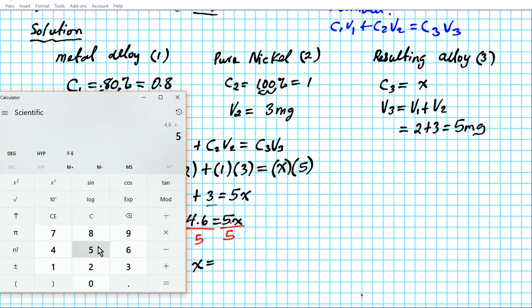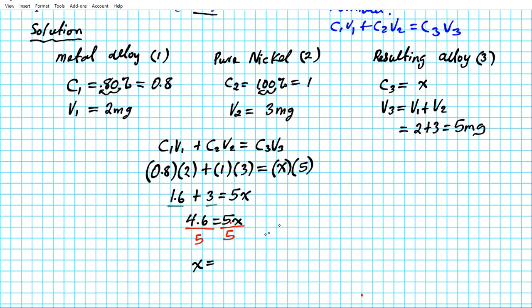Divided by 5 is not 0.92. So 0.92, that's the decimal form of the concentration of the resulting alloy. If we change this to percent, we reverse the procedure we carried out earlier. Remember earlier we moved the decimal point 2 places to the left to go from percent to decimal. If you're going from decimal to percent, you do the reverse, which is to move your decimal point 2 places to the right, 1, 2, or simply multiply by 100. This is equivalent to multiplying by 100.